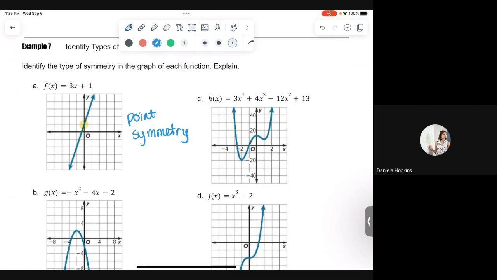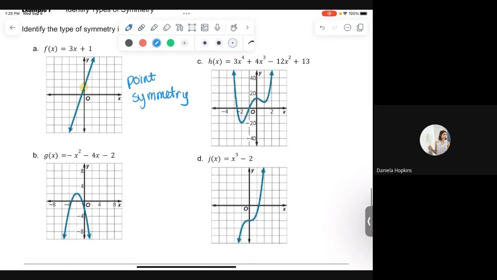Example B. What do you think for example B? Say it loud and proud. Line symmetry. You can see that line. Anytime you think of the butterfly shape, it's the same on both sides. So this is line symmetry. What about C? No symmetry. It doesn't have point symmetry. It looks like it almost could be line symmetry. But if you look, this is way lower than that point. So this has no symmetry.